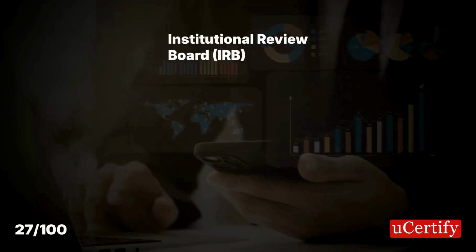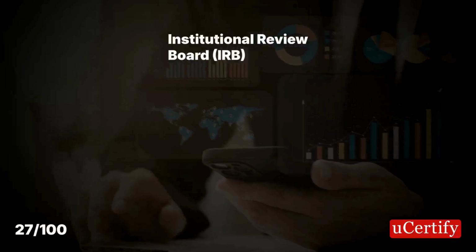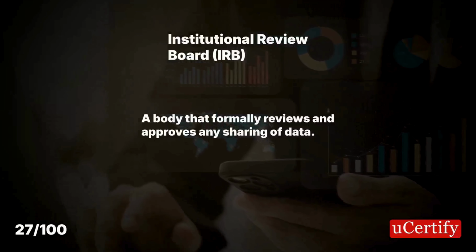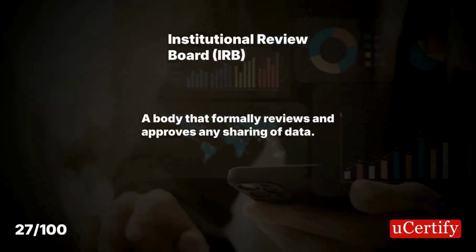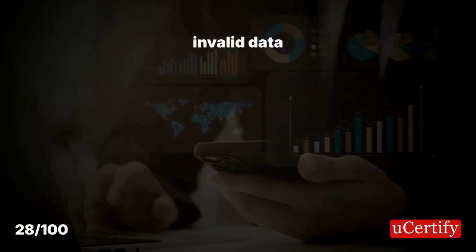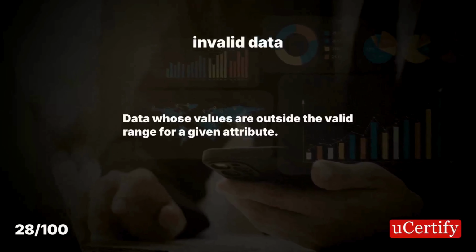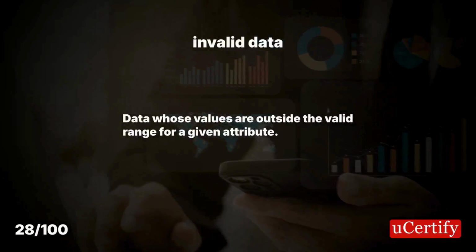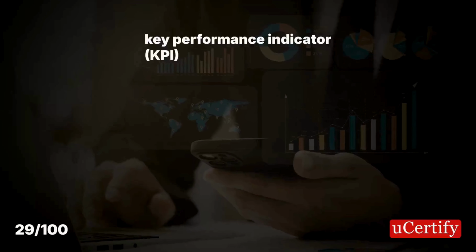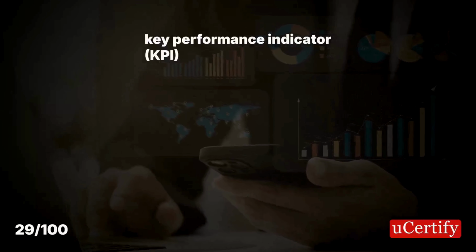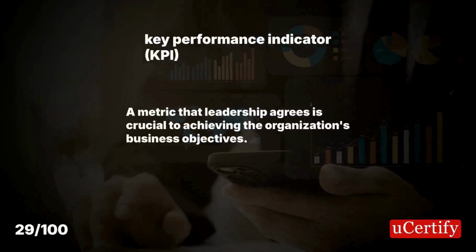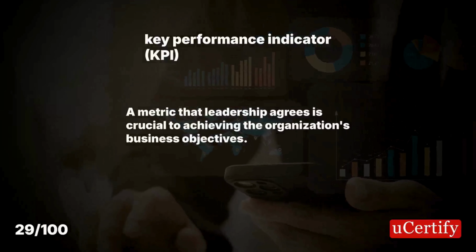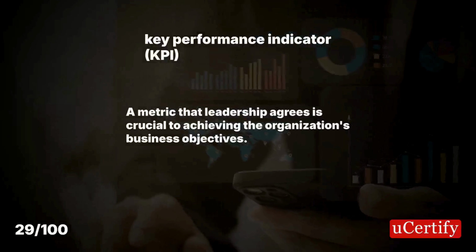Term: institutional review board, IRB. Definition: a body that formally reviews and approves any sharing of data. Term: invalid data. Definition: data whose values are outside the valid range for a given attribute. Term: key performance indicator, KPI. Definition: a metric that leadership agrees is crucial to achieving the organization's business objectives.